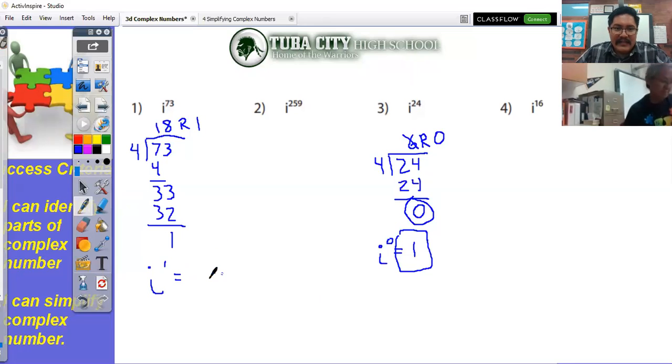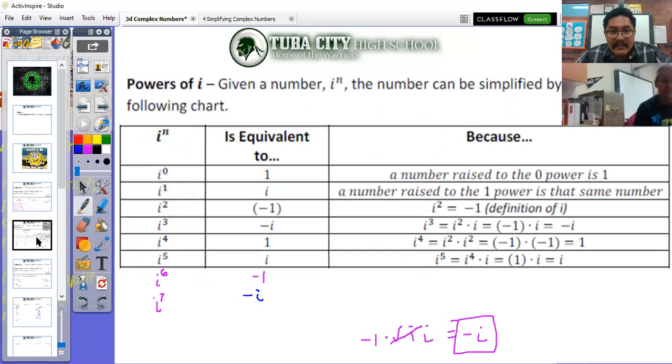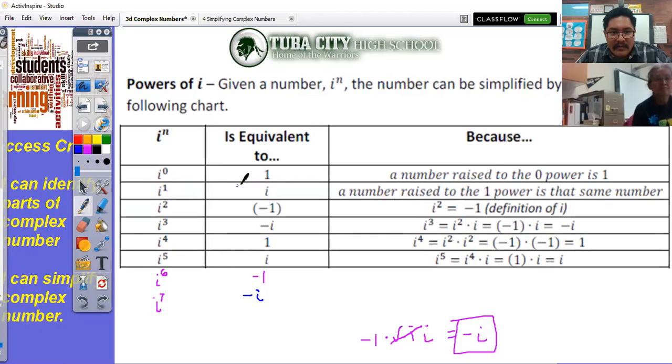And with this one here, I to the 1 power, you can look at the chart, if you're not sure. So we can go I to the 1 power here and go back to the chart. You look at it, I to the 1 power, and we go over to this column here. So in this case, it's just going to be I.